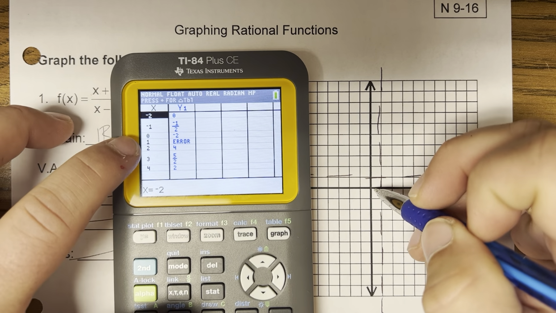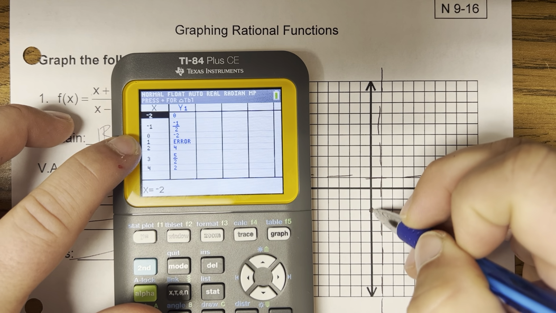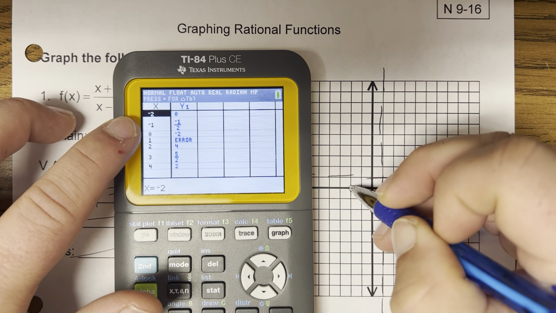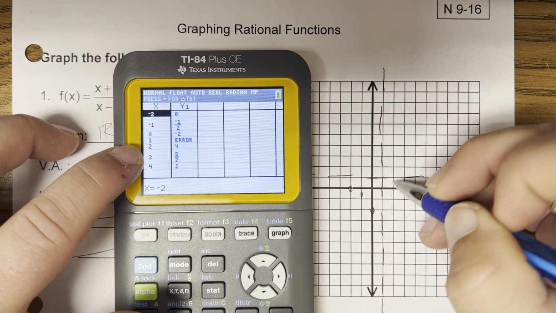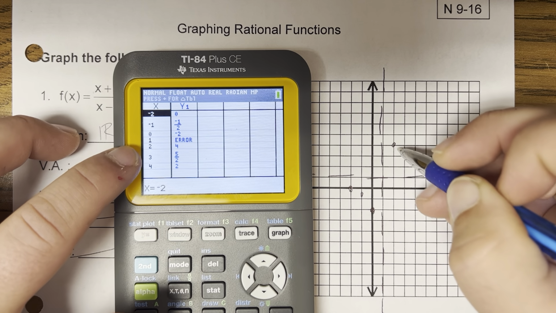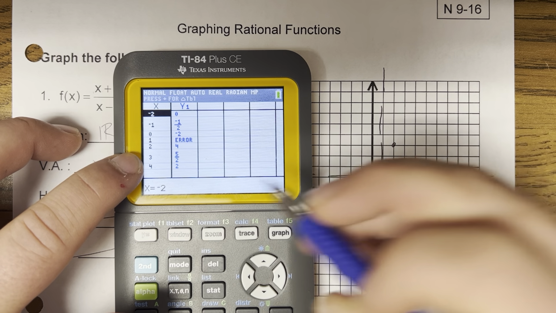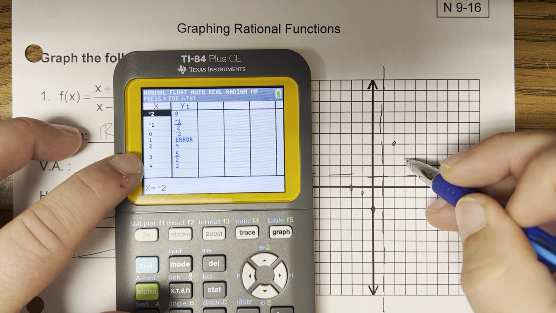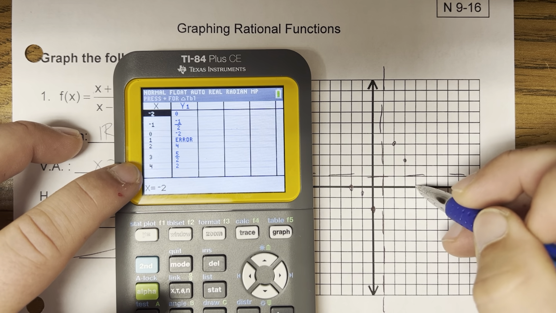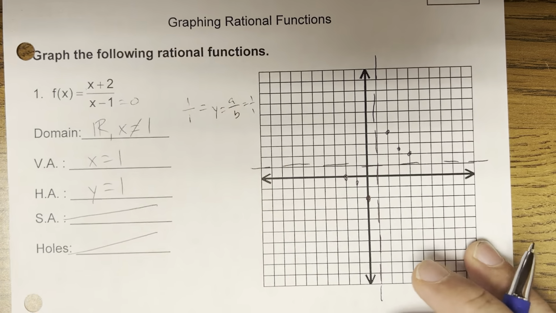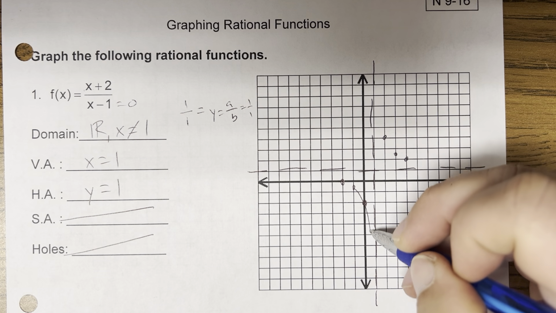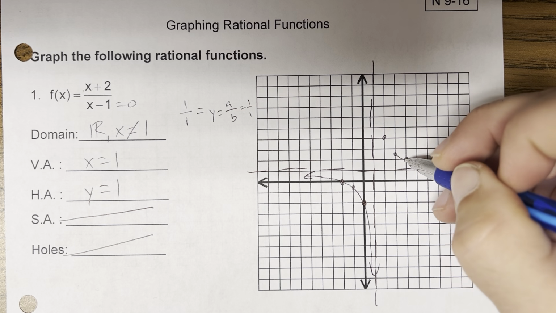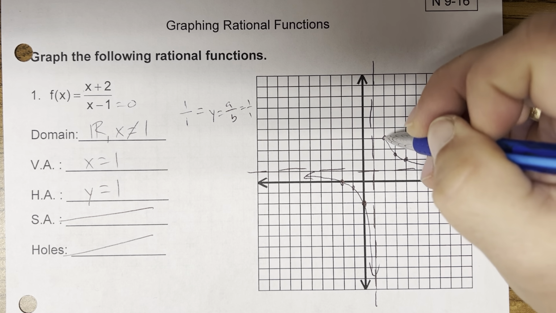So we've got 0, negative 2, negative 1, negative 1/2, and negative 2, 0. Now on the other side, we've got 2, 4, then 3, 5 halves, which would be 2.5, and then 4, 2. So there's the graph for number 1.